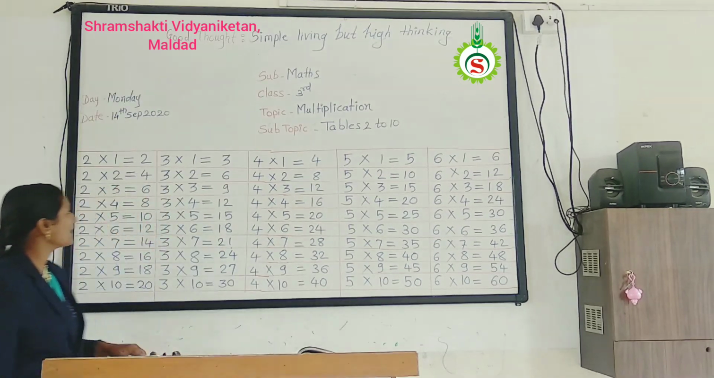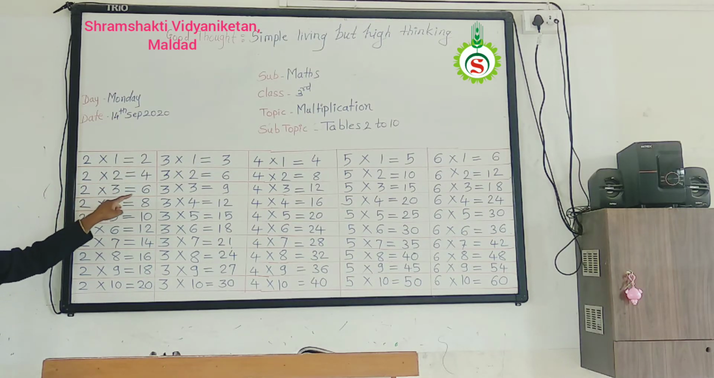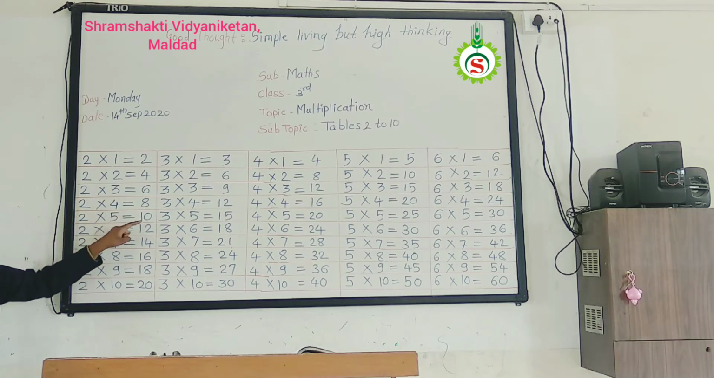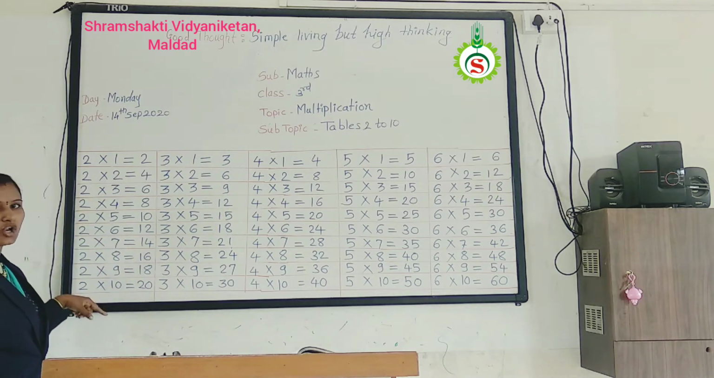See students, table of 2. 2 ones are 2, 2 twos are 4, 2 threes are 6, 2 fours are 8, 2 fives are 10, 2 sixes are 12, 2 sevens are 14, 2 eights are 16, 2 nines are 18, 2 tens are 20. This is the table of 2.